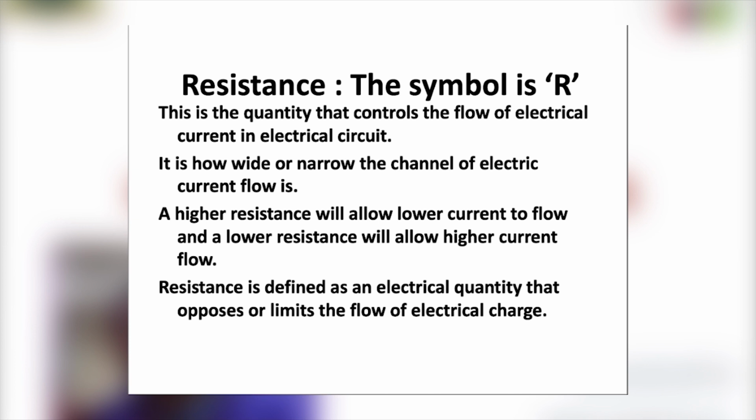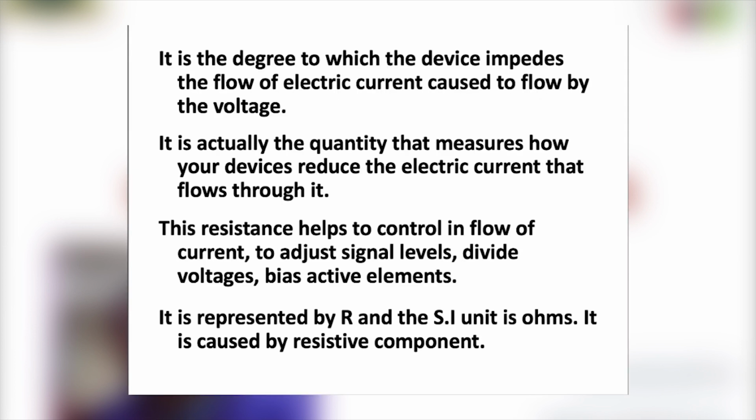Resistance is defined as the electrical quantity that opposes or limits the flow of electrical charge. It is the degree to which the device impedes the flow of electric current caused to flow by the voltage. So, it is actually the quantity that measures how your devices reduce the electric current that flows through it. This resistance does a lot of work. It helps to control the inflow of current. It will be used to adjust the signal level, to divide voltages, for biasing, and actually for active elements. It is represented by R, and the SI unit for measurement is ohms. It is actually caused by resistive components.